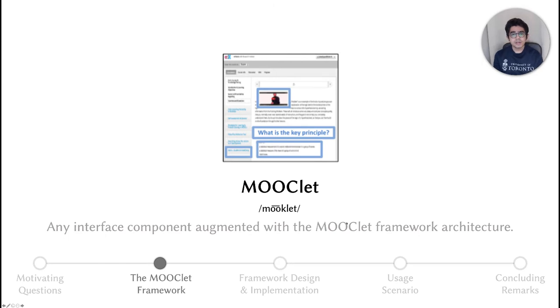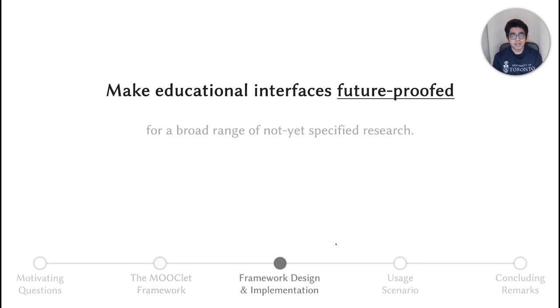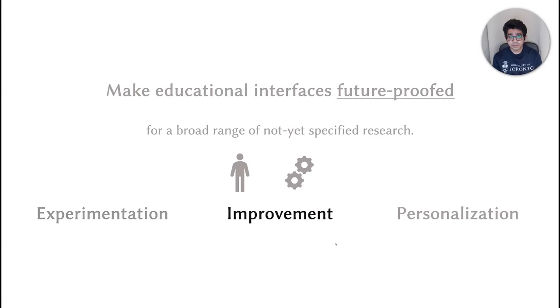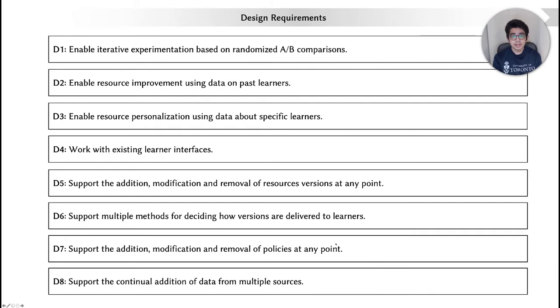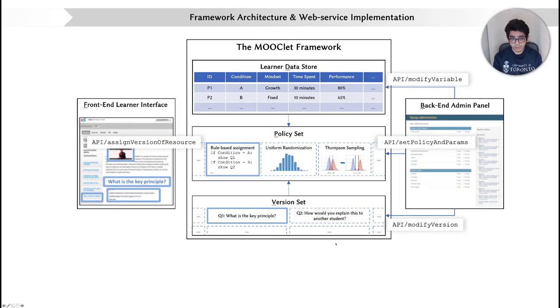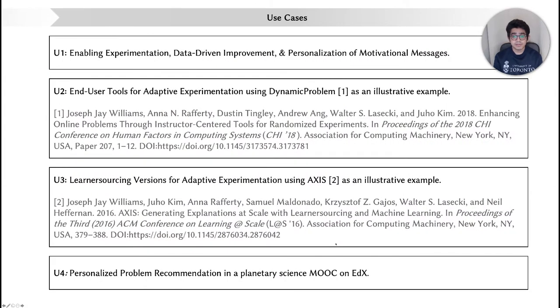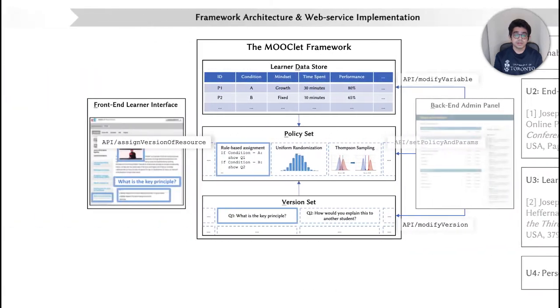The overarching goal of the MOOClet framework is to make educational interfaces future-proofed for a broad range of not yet specified research involving manual and automated methods for experimentation, data-driven improvement, and personalization. To operationalize this overarching goal, we define 8 design requirements, derive the MOOClet framework architecture and web service implementation that addresses these requirements, and describe 4 use cases that exemplify how and where the framework is most useful.